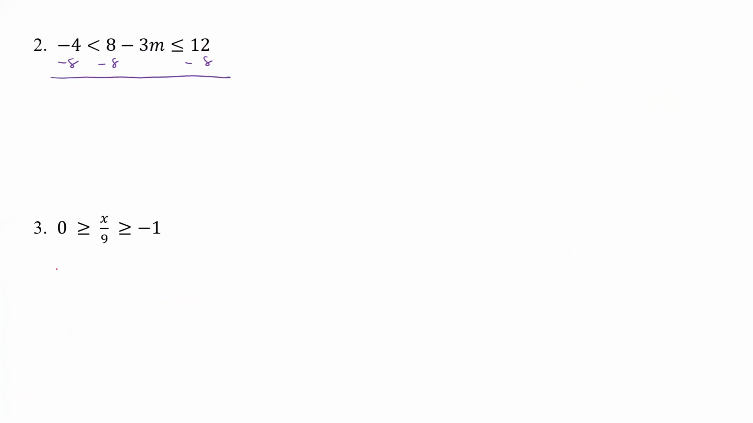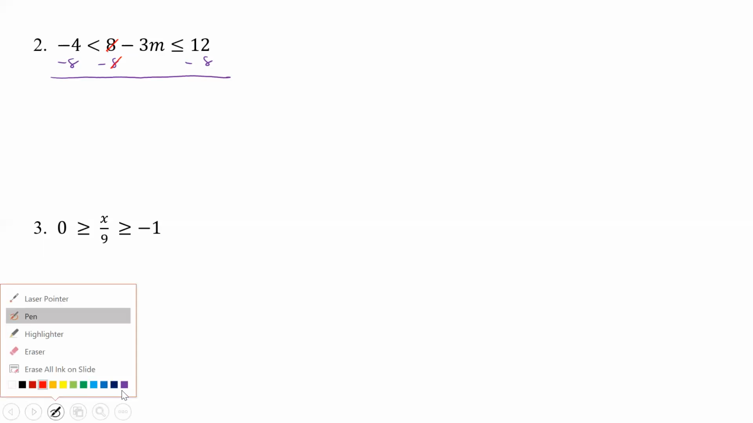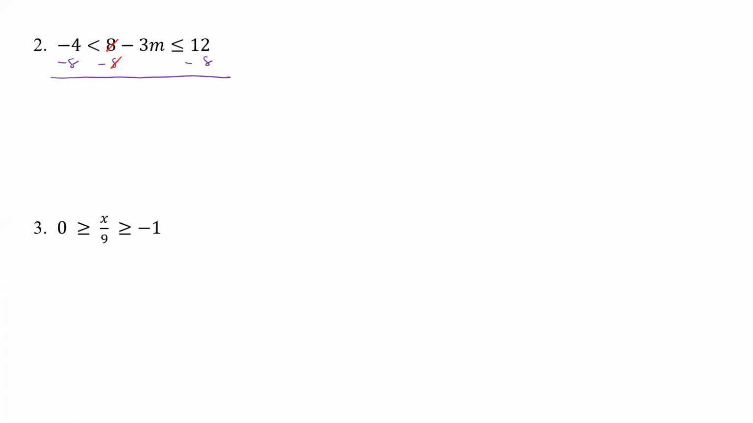And so again, 8 minus 8, that's going to cancel, so we don't have to worry about that anymore. Negative 4 minus 8 is negative 12. It's less than negative 3m, less than or equal to 12 minus 8, that's going to be a 4. That's an m, but now we have a negative 3m here, and we want just m. So we have to divide by a negative 3.